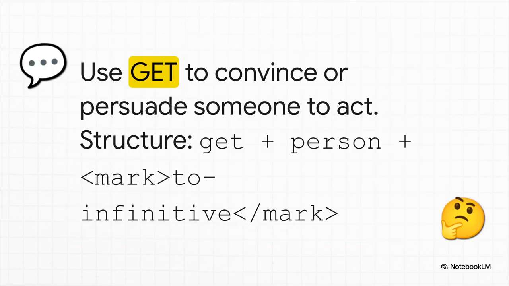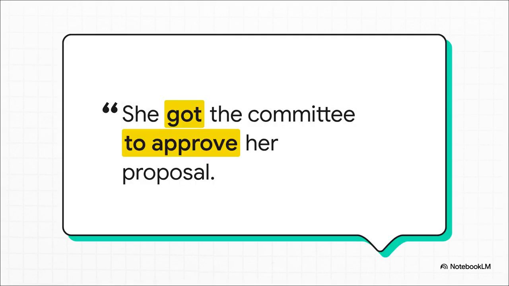All right, next up is get, and this one has a really interesting twist. It's a lot like have, but it implies that you had to persuade or convince the person a little bit. And this is important. Pay close attention to the structure because it's different. With get, we need to add to. You get someone to do something. This is a perfect example.